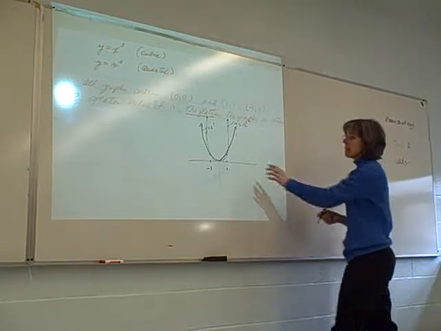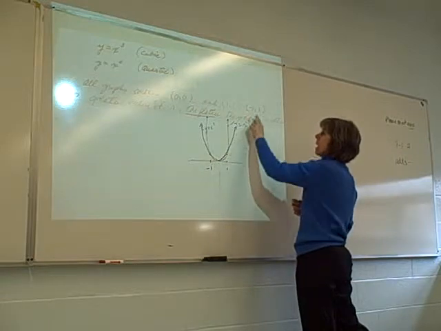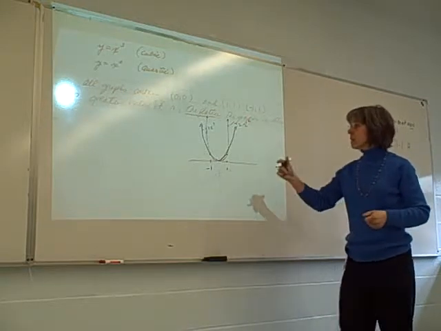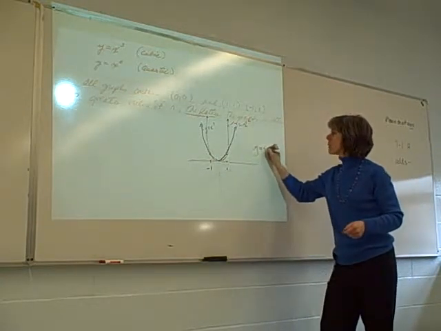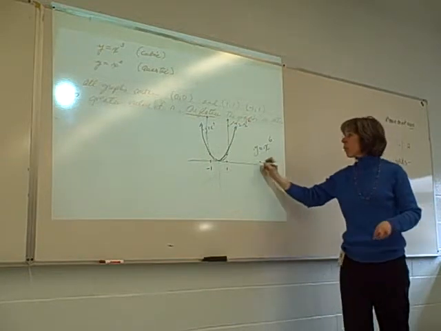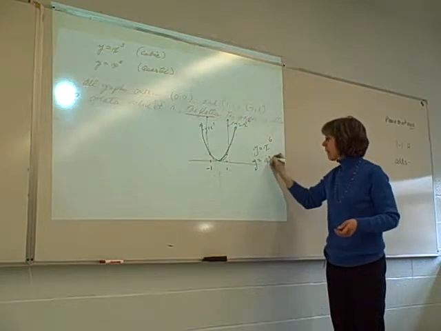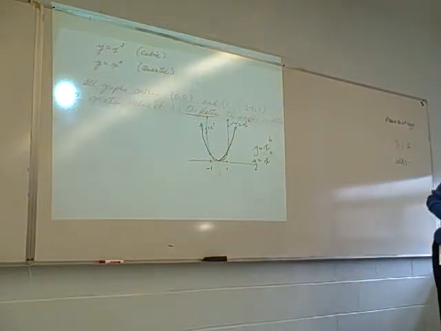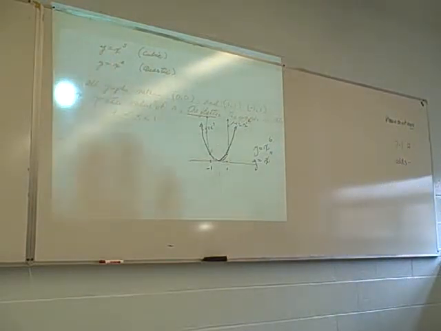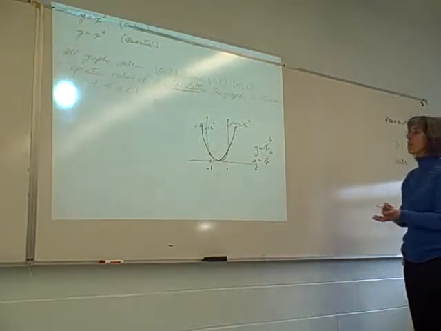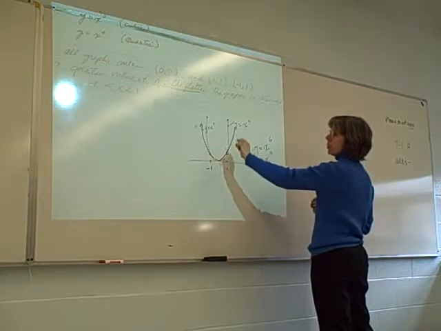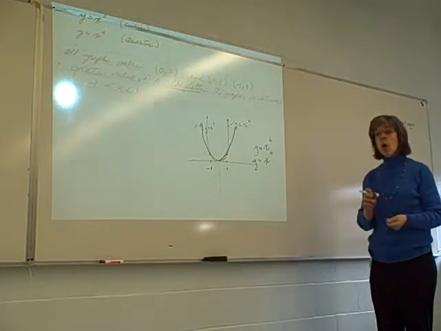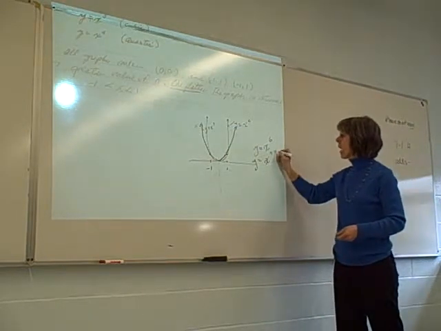All graphs contain (0, 0), and positive (1, 1), and negative (1, 1). And the greater the value of n, so if I had y equals x to the 6th, or y equals x to the n, the flatter the graph is in this particular interval, when x is greater than -1 and x is less than 1. And this is only true for when our exponent is even.